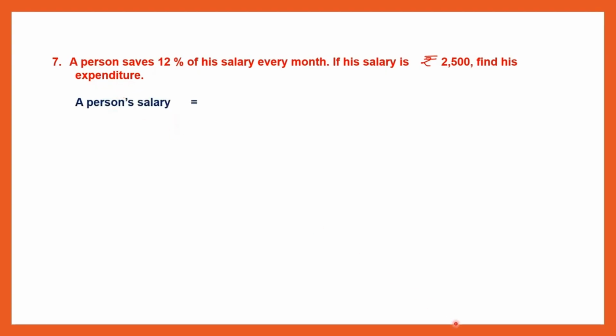A person's salary is given to us in the question, that is rupees 2,500. That's his salary. Then his savings is 12% of rupees 2,500. That means 12% means 12 by 100. Of means into 2,500. If we do this, we'll know how much he has saved. So now let's cancel two zeros here and two zeros there. Now that's all. We can't cancel anything more.